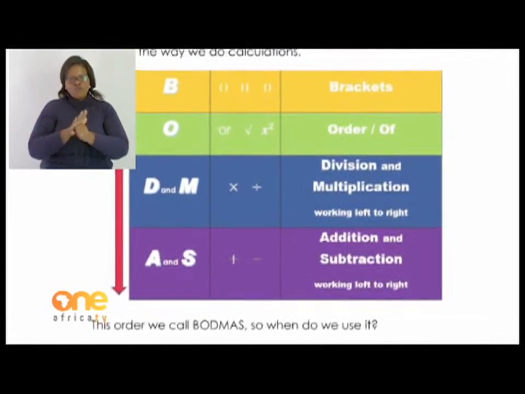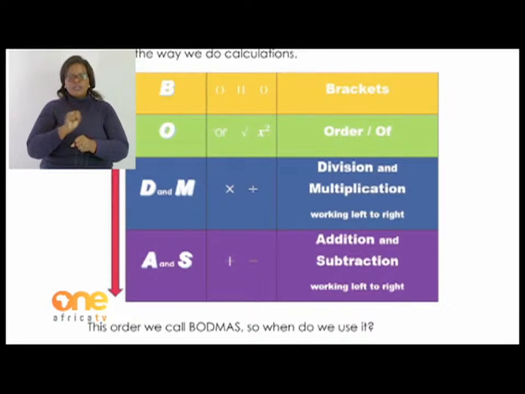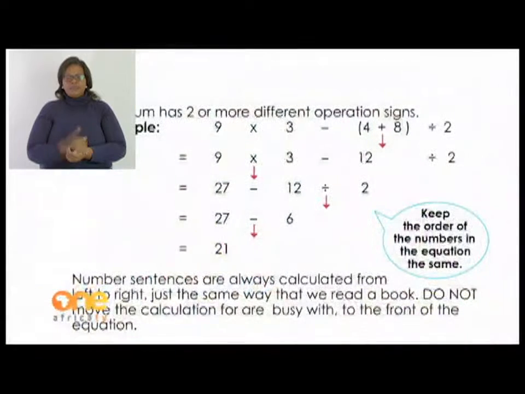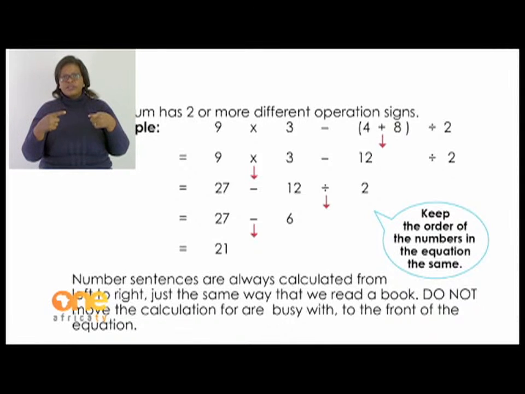So when do we use BODMAS? We can turn to page 14. So when a sum has two or more different operation signs, that is when we use BODMAS. Our first example there: 9 times 3 minus brackets 4 plus 8, close your brackets, divided by 2.